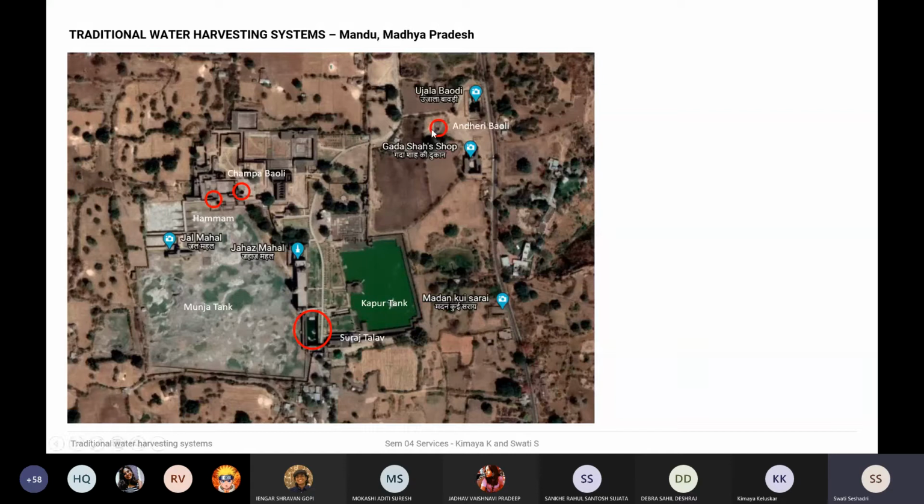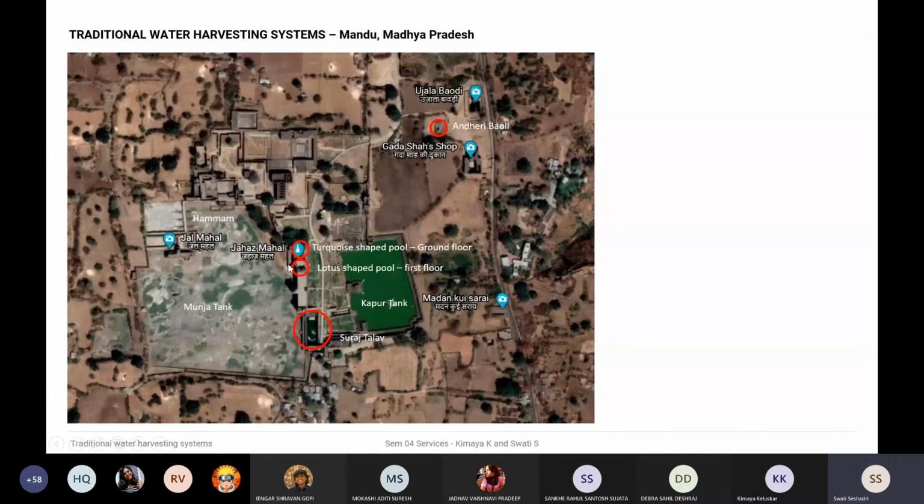Then you have your Ujala Bauli and Andheri Bauli. They are also used for certain requirements. I will touch upon that a little later. And then you have a hammam here and the Champa Bauli, which creates this summer palace around it. I'll come to that aspect later as well.